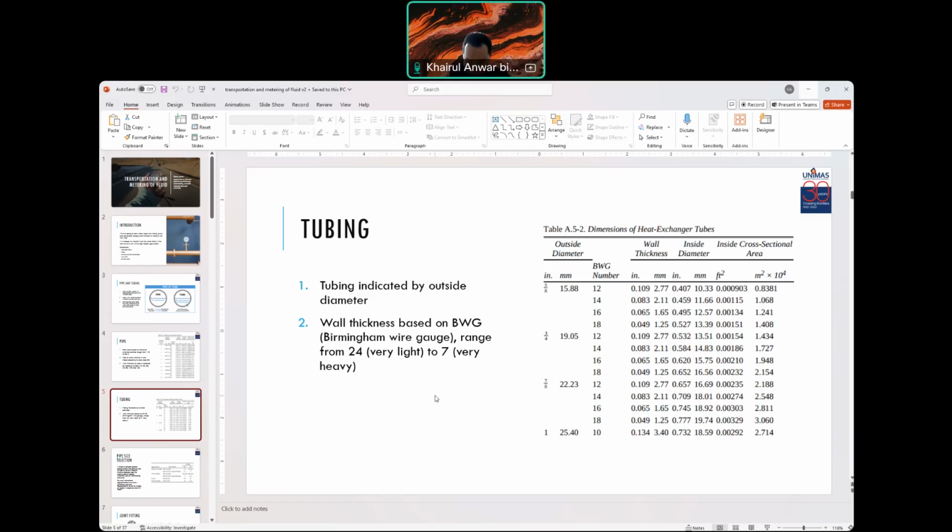the wall thickness is based on BWG, Birmingham wire gauge, ranging from 24, very light, to 7, very heavy. Okay, the smaller the value, the thicker the wall, it's different from the pipe. For pipe, the higher the schedule number, the thicker the pipe. For tubing, the smaller the BWG number, the thicker and heavier the tube.